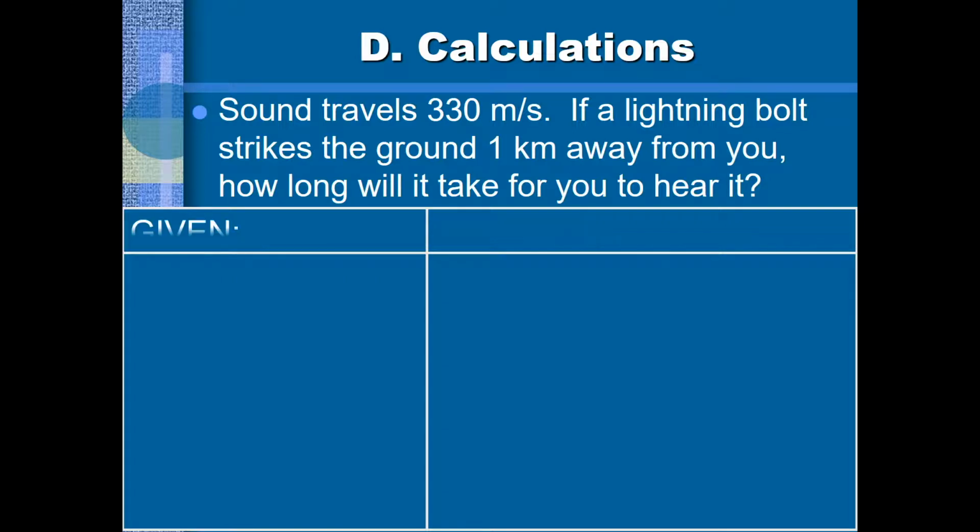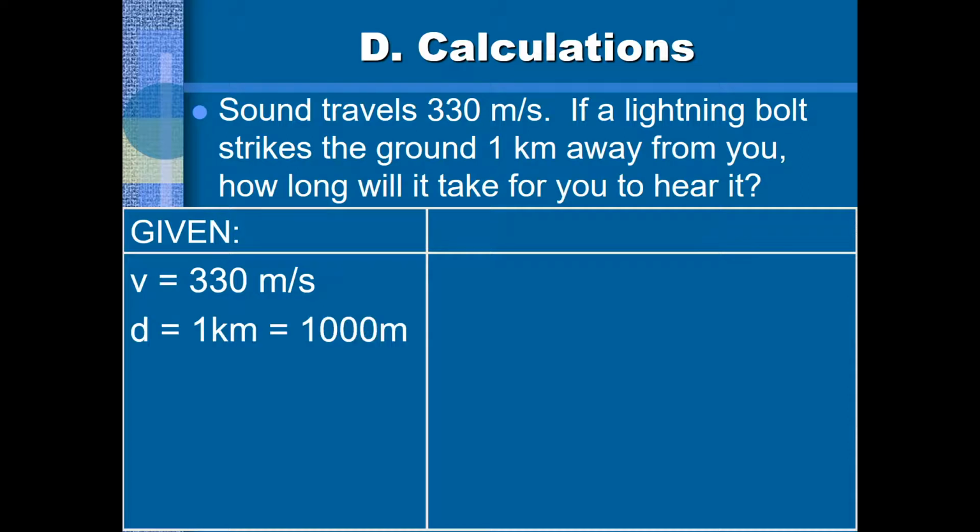So we start with what we know. Sound travels at 330 meters per second. Meters per second tells us this number is a velocity or a speed. So our speed is 330 meters per second. If a lightning bolt strikes the ground 1 kilometer away, that tells you a distance. So distance is equal to 1 kilometer, and 1 kilometer is equal to 1,000 meters. Note that because velocity uses meters per second, our distance has to be in meters.